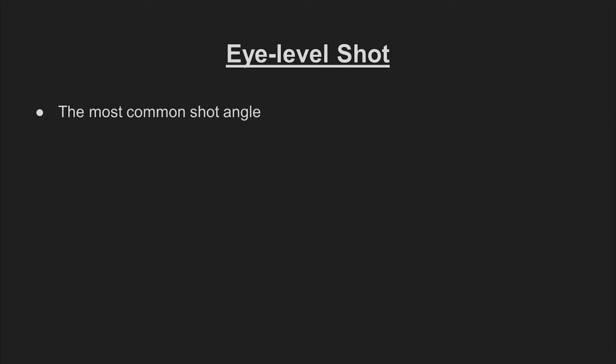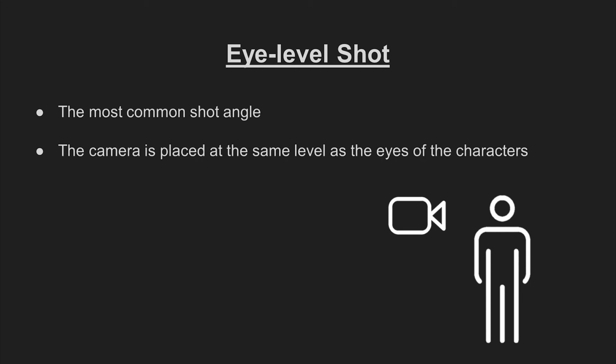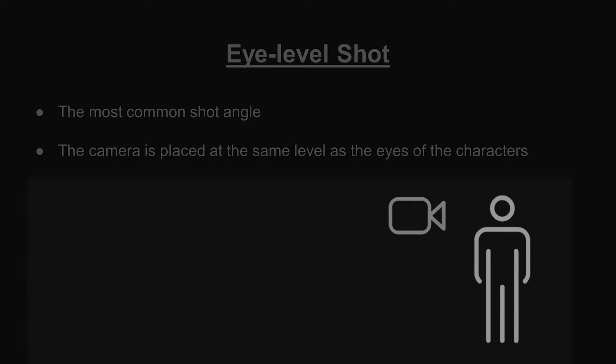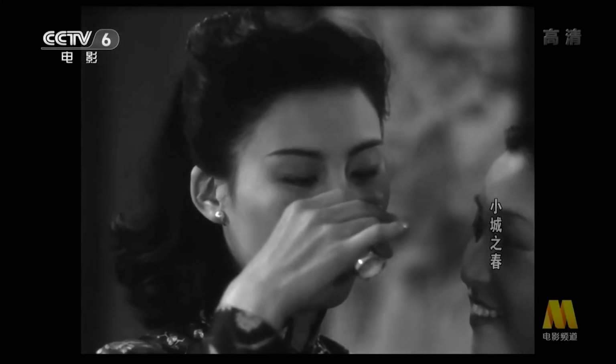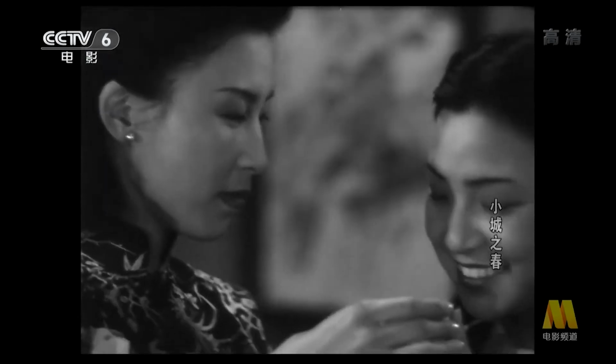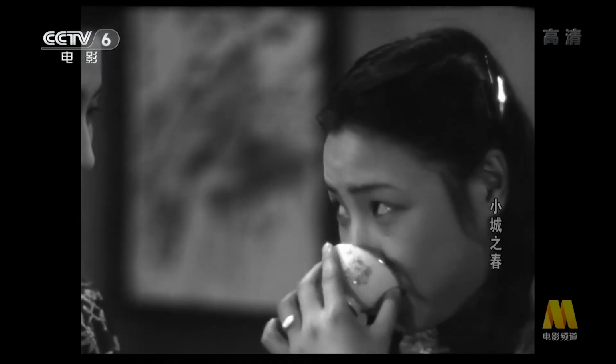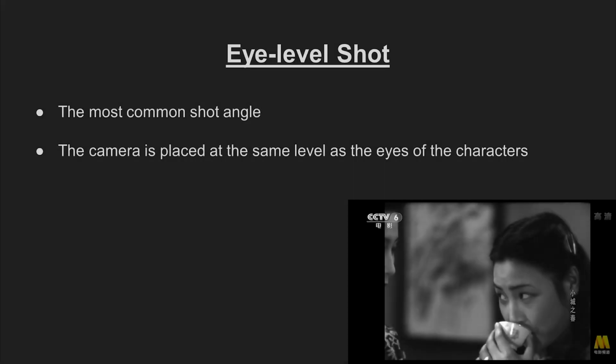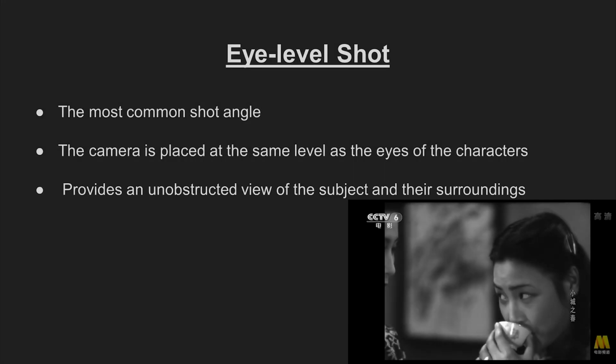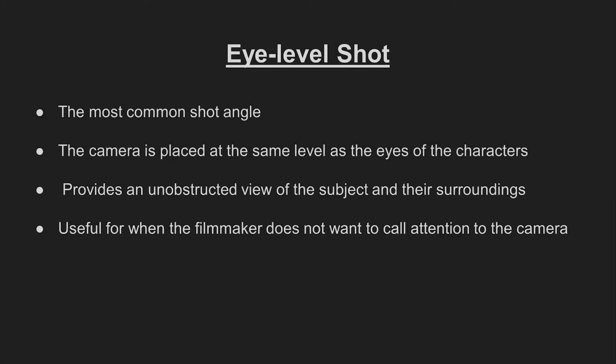Besides distance, the angle in which the shot is taken can also take on expressive qualities. The most common shot angle you'll encounter is the eye level shot. This shot places the camera at the same level as the eyes of the characters. Eye level shots provide an unobstructed view of the subject and their surroundings, and can be used if the filmmaker does not want to call attention to the camera.